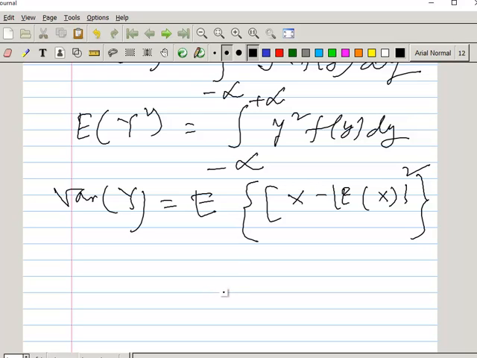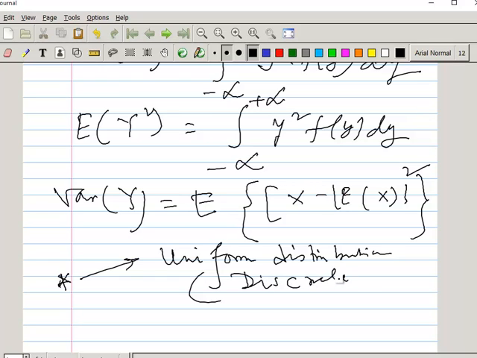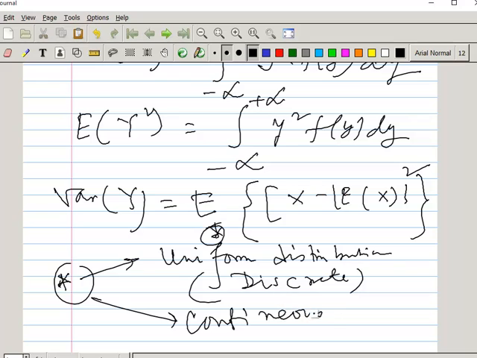Now when we talk about uniform distribution, there are two types: the first one is called discrete uniform distribution, and the second one is called continuous uniform distribution. So when we talk about these two types of distribution, let's find out what they are.